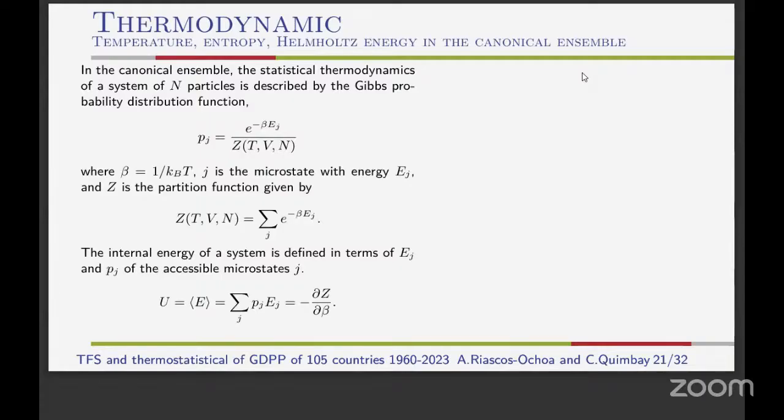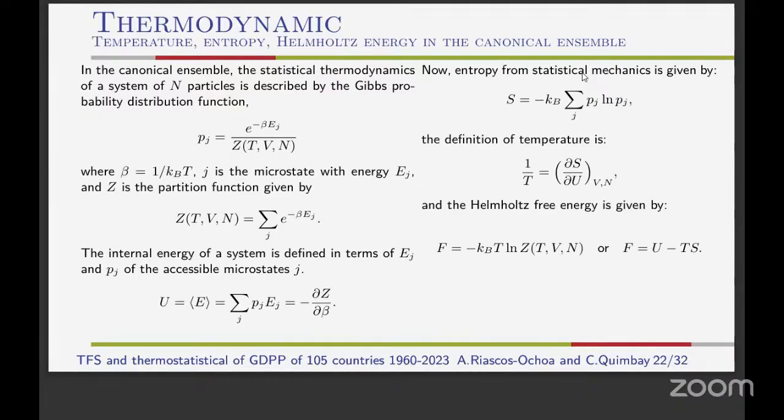Bien, la energía interna del sistema de n partículas está definida como la sumatoria de la probabilidad por la energía del microestado. Y se puede obtener esa energía interna a través de la derivada de la función de partición, la menos derivada de la función de partición respecto a beta. La entropía, recordarán que se puede obtener como esta expresión, la sumatoria de la probabilidad de que el sistema esté en el estado J por el logaritmo de esa probabilidad.